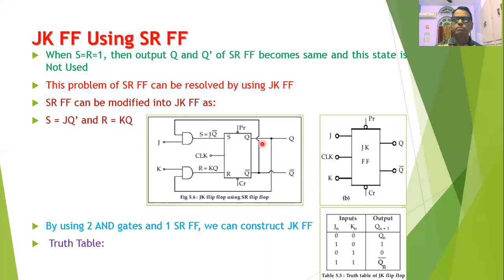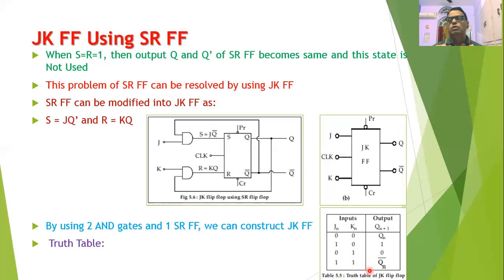The same state can also be verified if we consider the initial output Q is equal to 1 and Q bar is equal to 0. Now, when the initial output Q is equal to 1, then one can easily observe that the output of the second AND gate will be equal to 1. That is, R will be equal to 1 and S will be equal to 0. And therefore, in that case, the initial output 1 will be changed to 0 after the application of the clock pulse. And therefore, one can say that when J is equal to 1 and K is equal to 1, the output Qn plus 1 is the complement of the initial state, Qn bar.